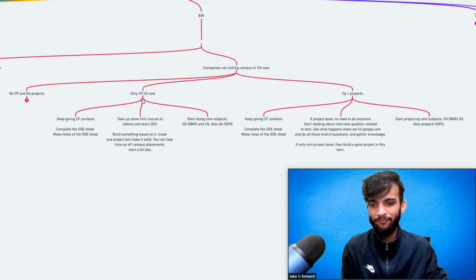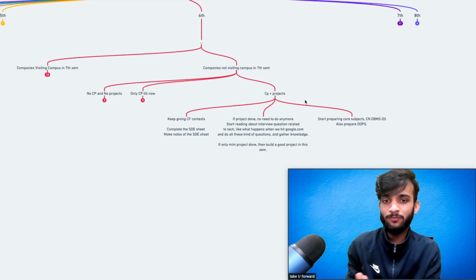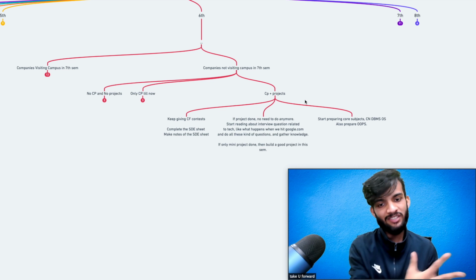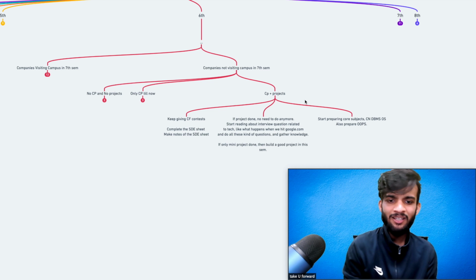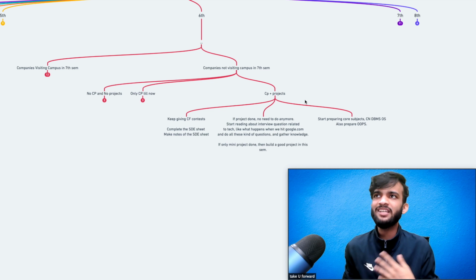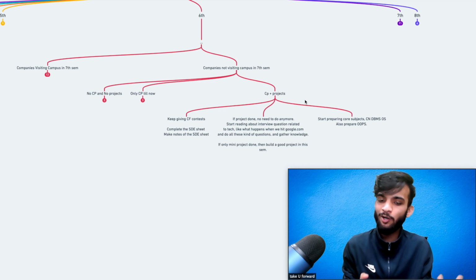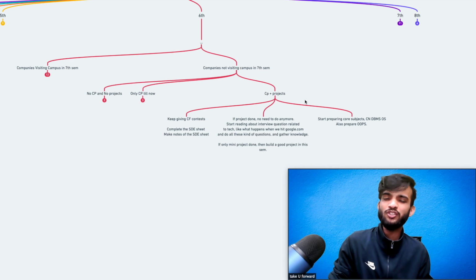Now, what if you'd have done CP as well as projects? So in that case, keep giving CF contests, complete the SD sheet, make notes of the SD sheet. If a project has been done, no need to do any more. Start reading about interview questions related to tech, like what happens when you hit google.com, and similar kind of interview questions that are generally asked.